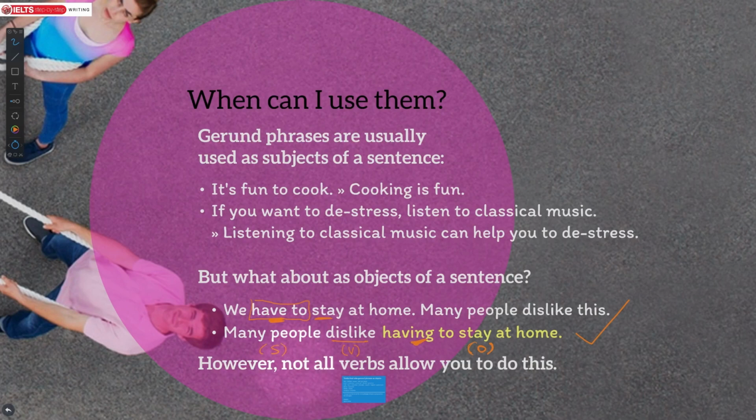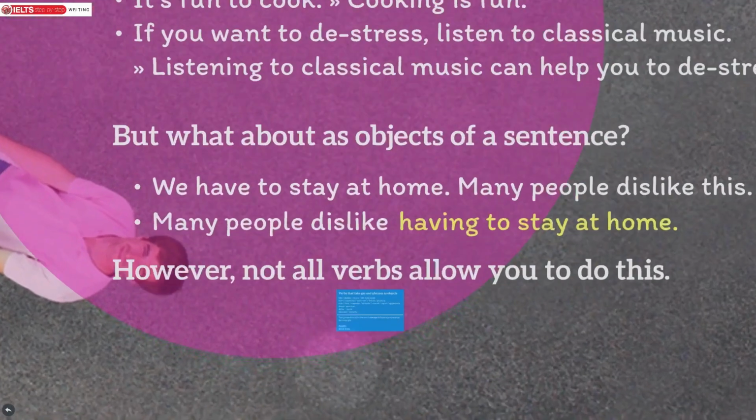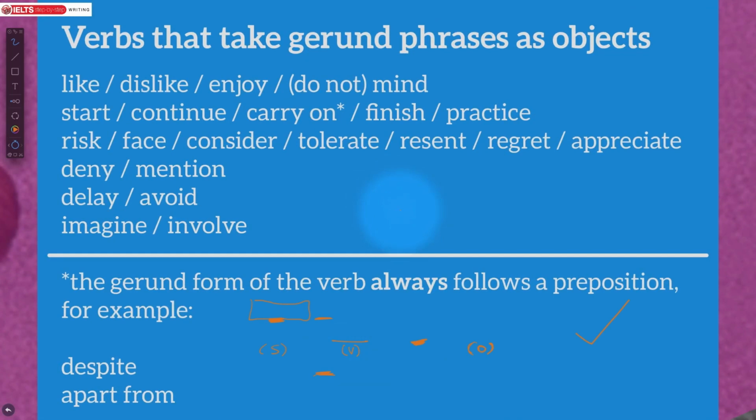Okay. The thing is that not all verbs allow you to do this. You can't do any verb and put an ing on a following verb and then make it into a gerund phrase. It's not possible. So what you need to do is just learn which verbs allow you to do this. So let's have a look at the most common verbs that come up in the IELTS, at least. These are typical IELTS style verbs.